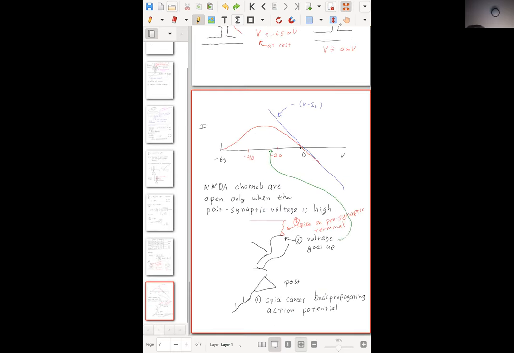So around rest, NMDA channels don't do much. Okay, at rest, they're silent. But at high voltages, they're very active. Okay, NMDA current can flow. And we'll see shortly that what happens when there's an NMDA current is actual plasticity. So I'm gonna tell you one last thing before we take a break.